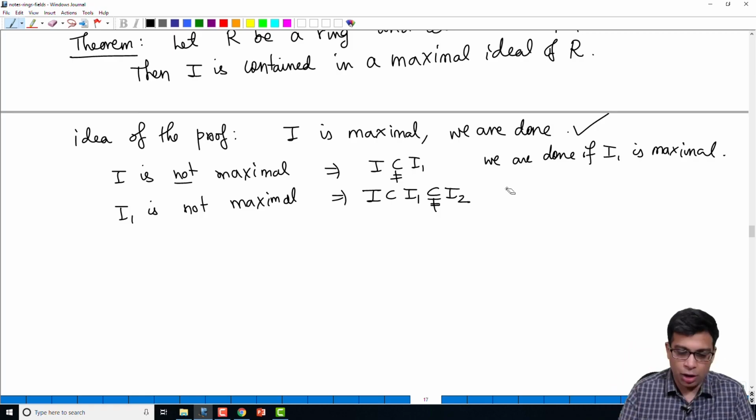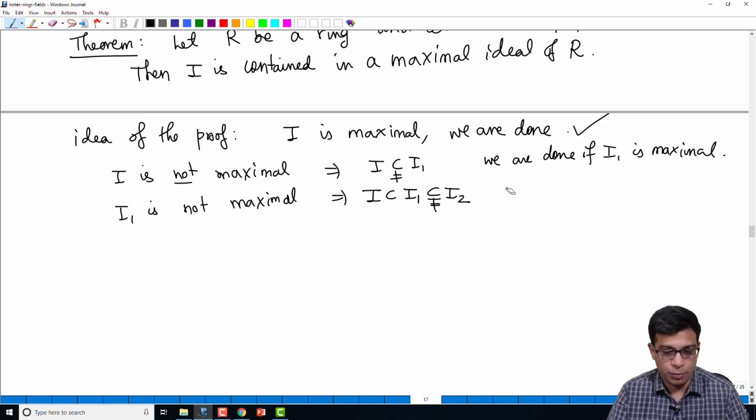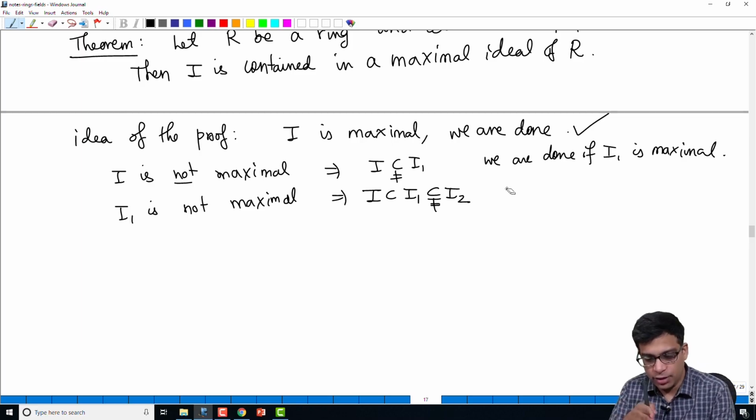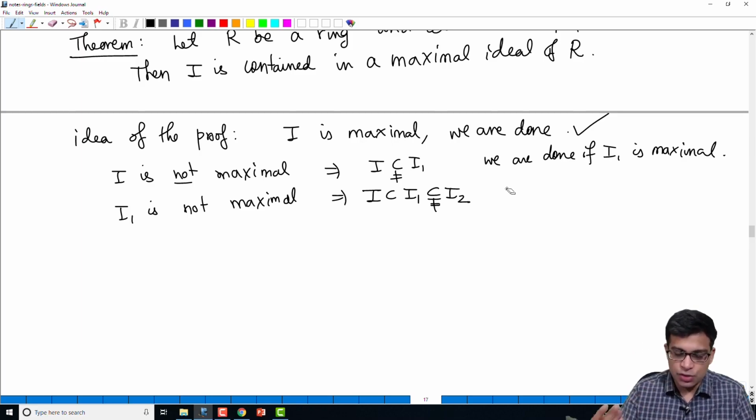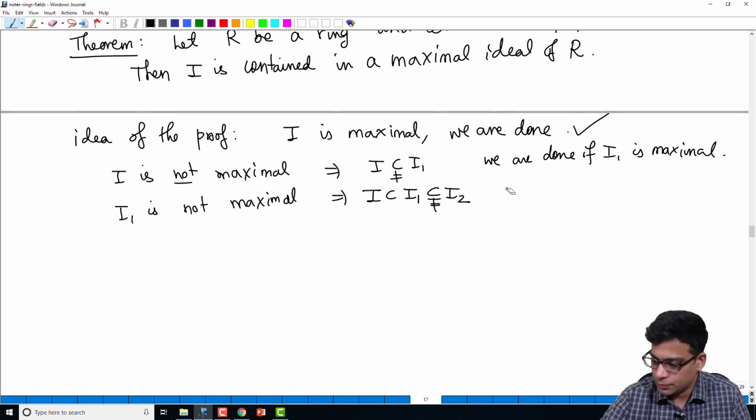You cannot argue that maybe it will always stop, maybe it forever continues. Why do we know that there is a point at which we can say that this process ends and we do get a maximal ideal? So there is something called Zorn's lemma.